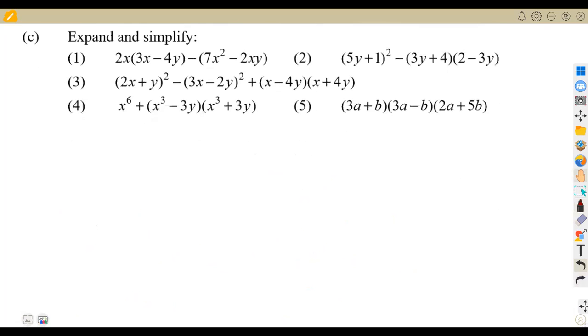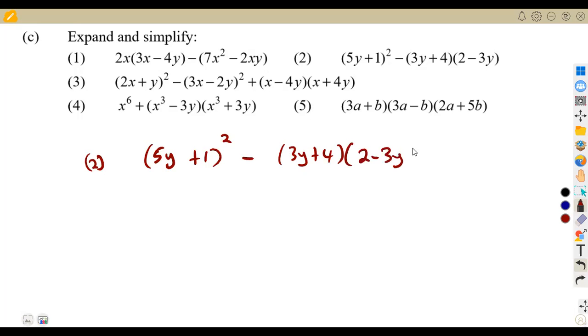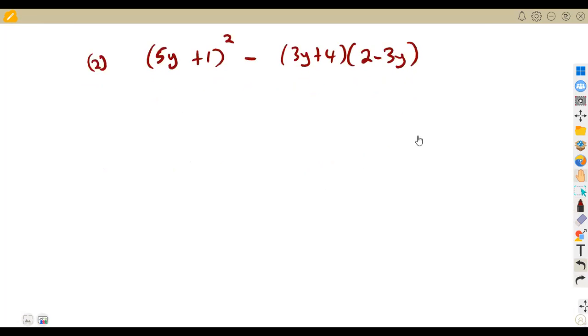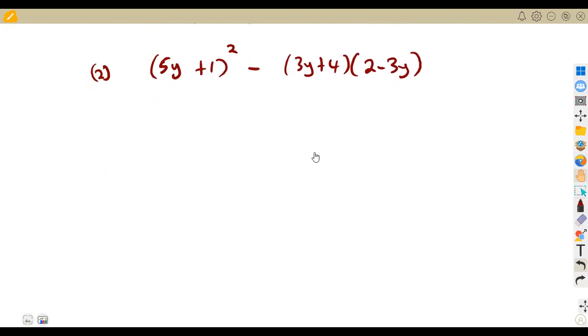Just going to focus also on this question number 2, where we are given, in this case, the bracket of 5y plus 1, everything to the exponent of 2, minus 3y plus 4, all right, into the bracket of 2 minus 3y like this. So it is the same situation, just like what we had from the previous case.